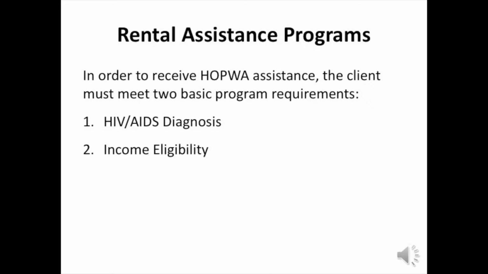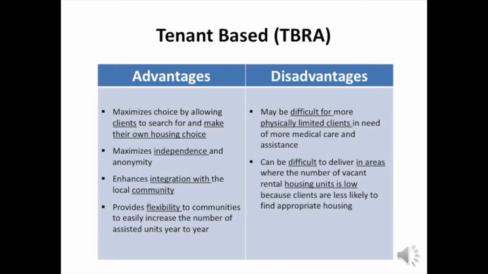Now let's take a look at the different types of HOPWA rental assistance programs and the advantages and disadvantages of each. Tenant-based rental assistance is funding provided to an eligible client where the client selects a housing unit of his or her choice. If the client moves out of the unit, the contract with the owner ends, and the client can move with continued assistance to another unit. A big thing to note here is that tenant-based rental assistance moves with the client.